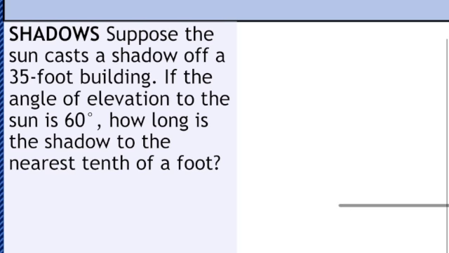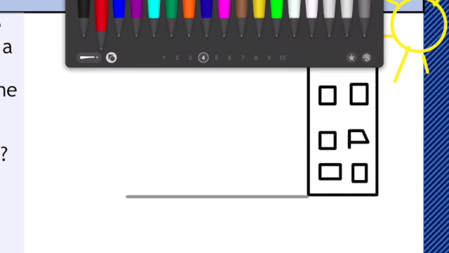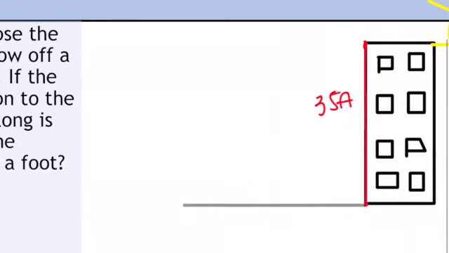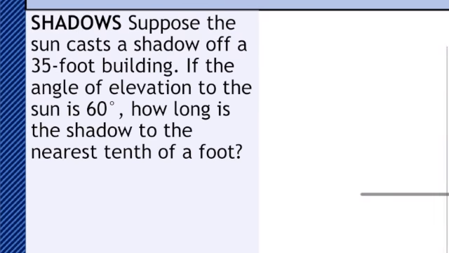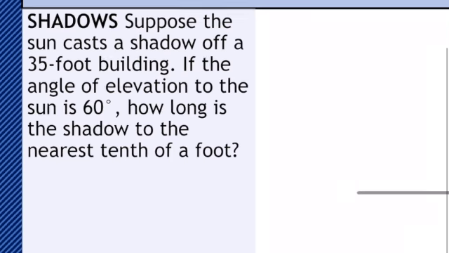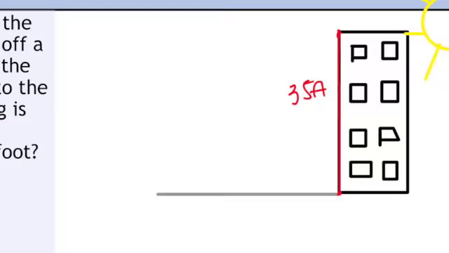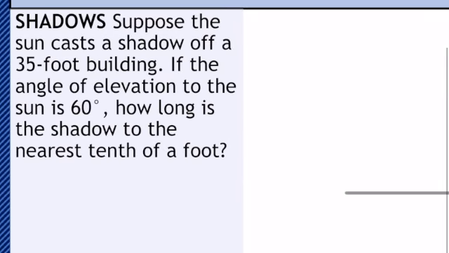Suppose the sun casts a shadow off a 35-foot building. So the building has a height of 35 feet. This entire height is 35 feet, from here all the way down to here. If the angle of elevation to the sun is 60 degrees, how long is the shadow to the nearest tenth of a foot? So the angle of elevation to the sun is 60 degrees.